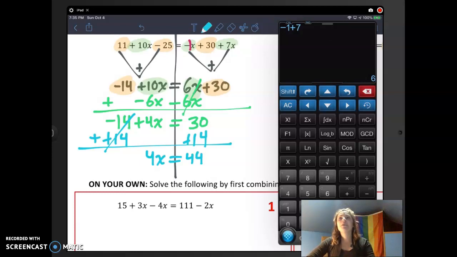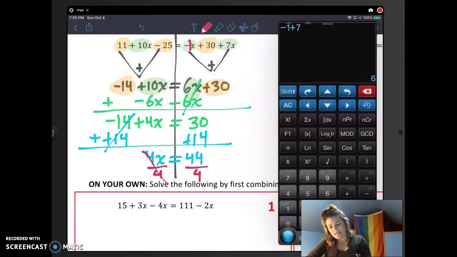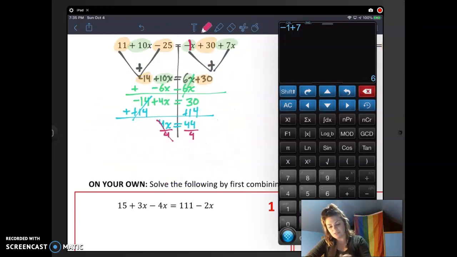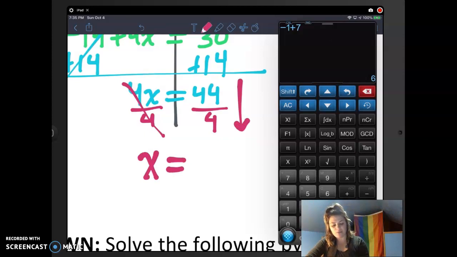Let's divide by the number that's in front of the x. So we're going to do that. Divide by 4, divide by 4. That stuff becomes 1, right? We divide to figure out how many ones are in each single group of x's. So we have x and divide top to bottom, so it looks like this. 44 divided by 4, 11. And that's our final answer.